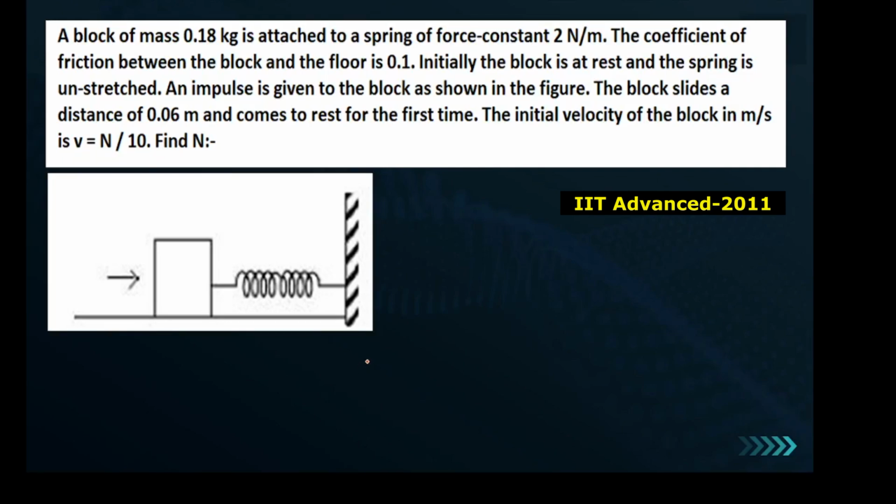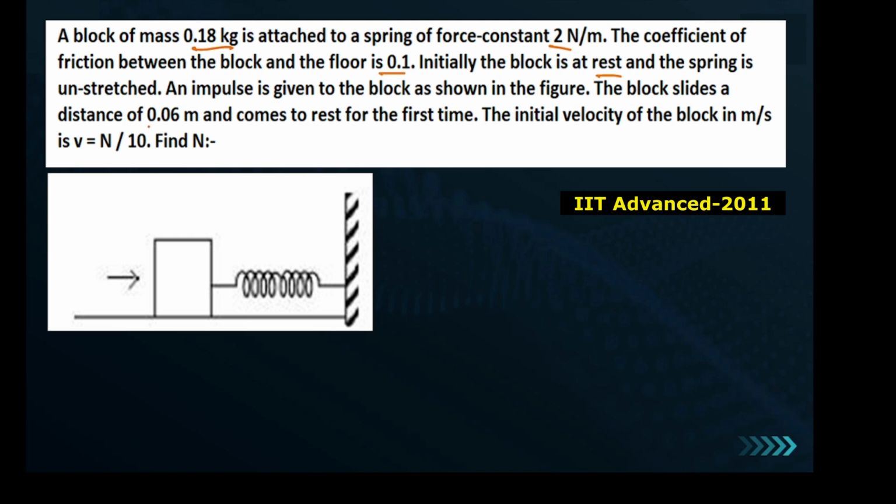Hey guys, let's see this question. The question says a block of mass 0.18 kg is attached to a spring of force constant 2 Newton per meter. The coefficient of friction between the block and floor is 0.1. Initially the block is at rest and the spring is unstretched.